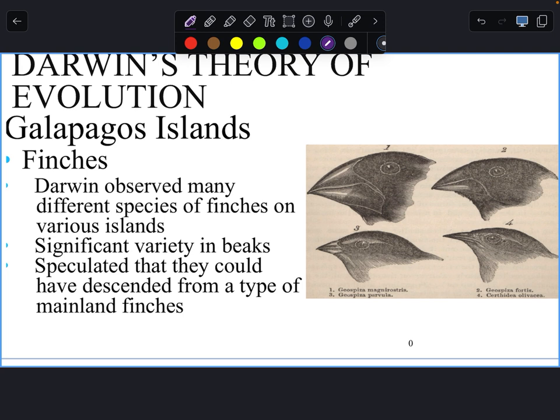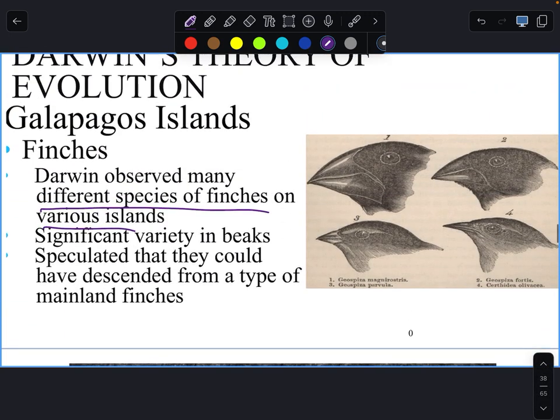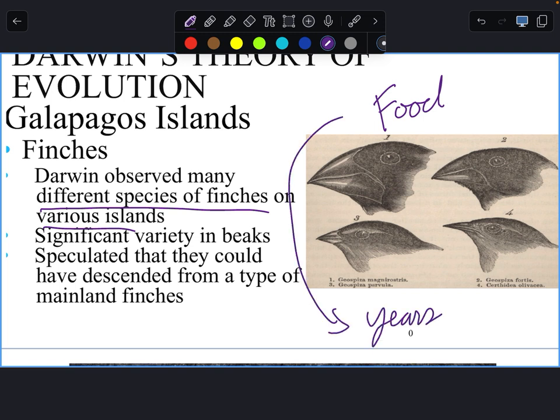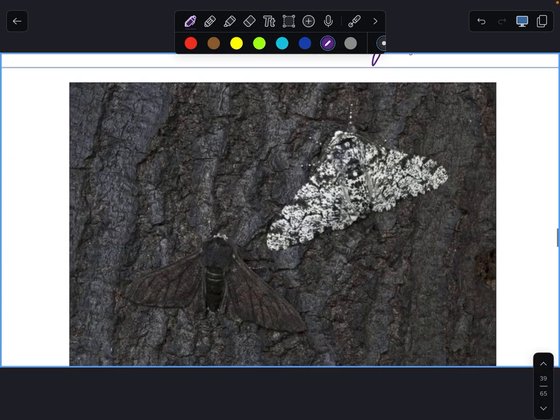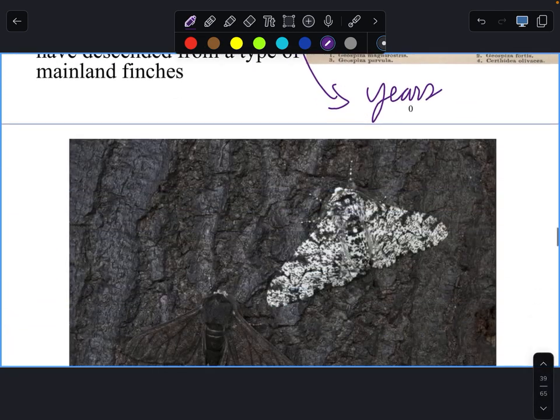Grant's research. And Darwin observed many different species of finches on various islands. And the variety of beaks had descended from what kind of food did they eat and what food was plentiful on the islands. And you'll see evolution in these videos I'm going to show you. You'll see evolution happen in years following droughts or monsoons. Okay, again, evolution, change in genetic composition.